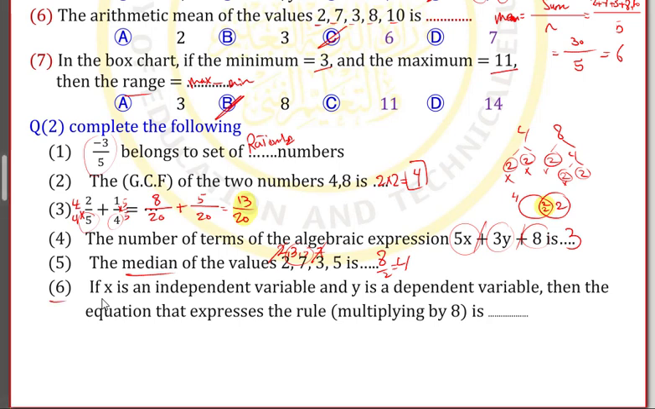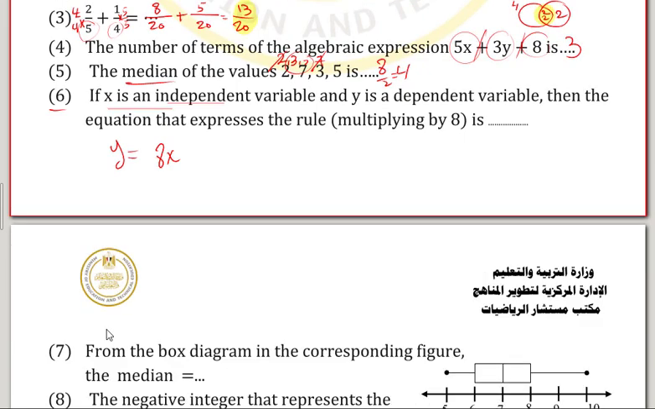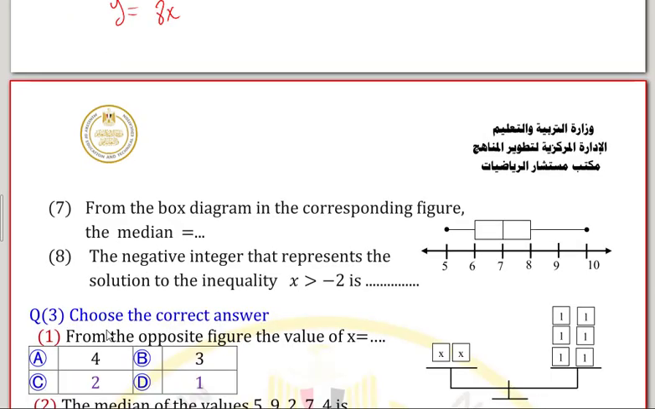Question number 6. If x is an independent variable and y is dependent, then the equation that expresses the rule is multiplying by 8. So x multiplied by 8, or 8x, because x is the independent variable, as we said. Okay. Question number 7, from the box diagram, he wanted the median. The median is the middle dash, which is 7, so the median is 7.